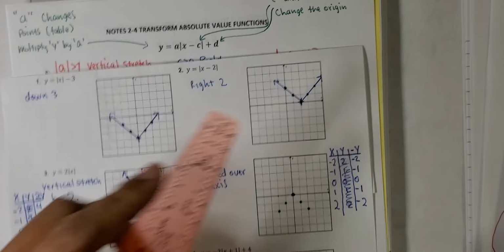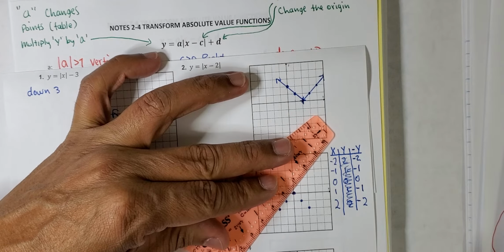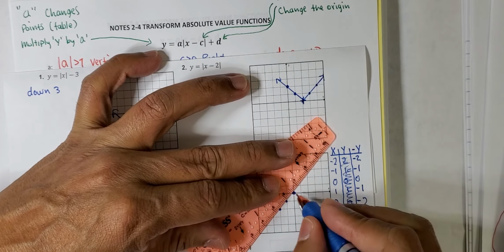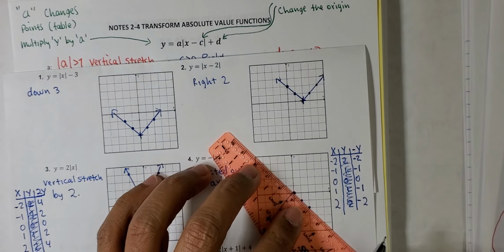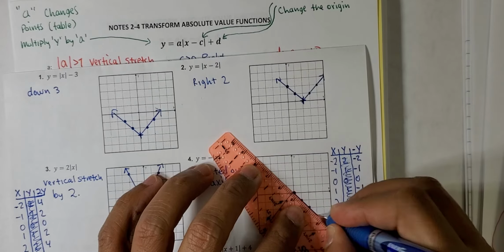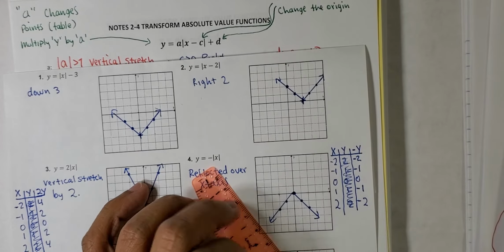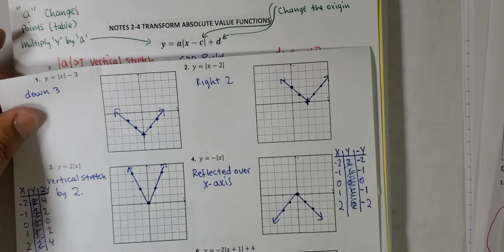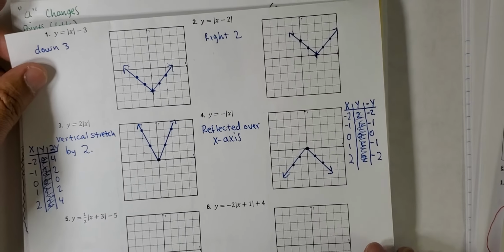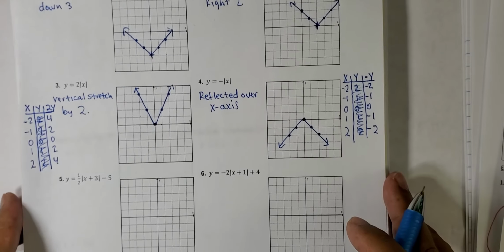And again, I'm going to connect the points. Okay, I'm going to connect the points here and then sketch the graph. So one side and the other side. Okay, so that's the graph of this function. All right, so let's go on to the next two examples.